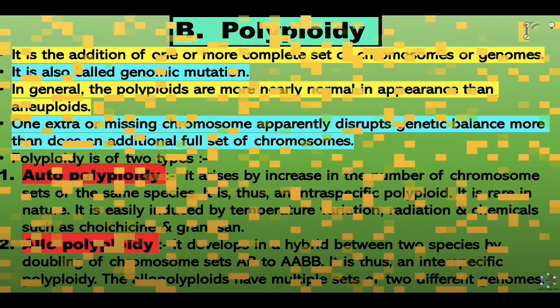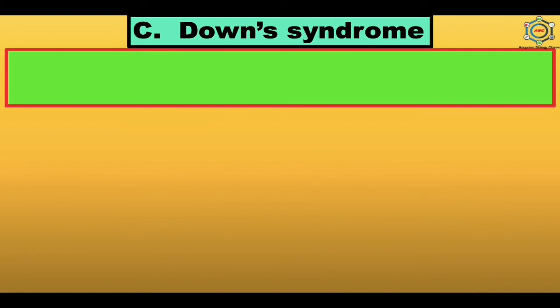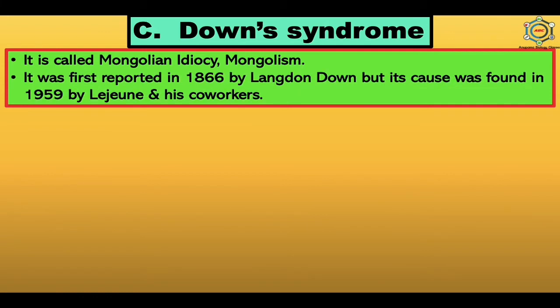Now, the next topic is Down syndrome. So what is Down syndrome? It is called Mongolian idiocy, that is Mongolism. It was first reported in 1866 by Langdon Down, but its cause was found in 1959 by Lejeune and his co-workers.